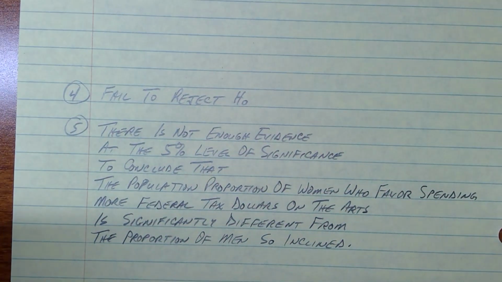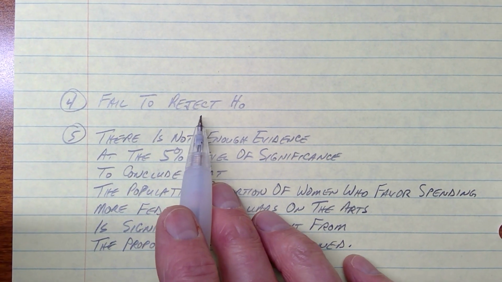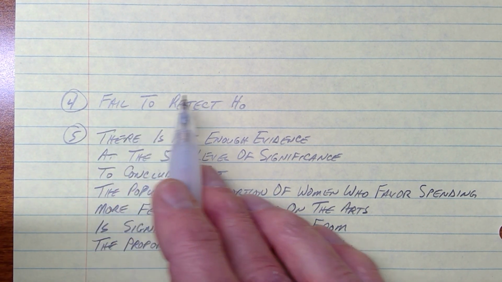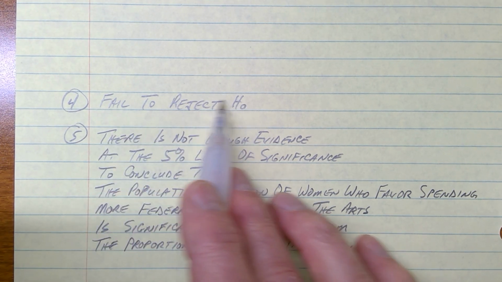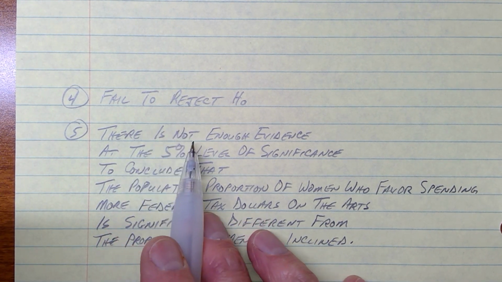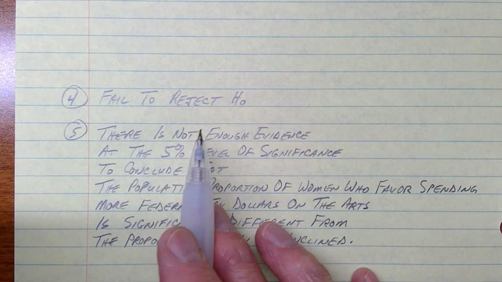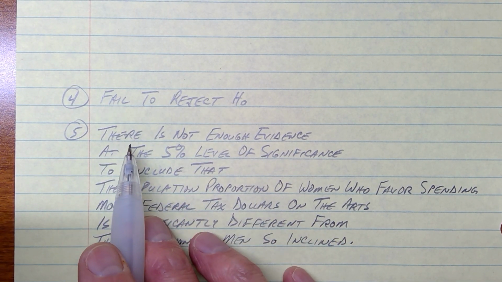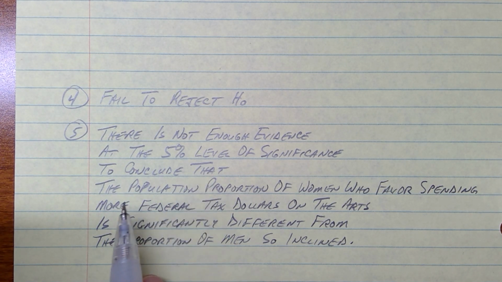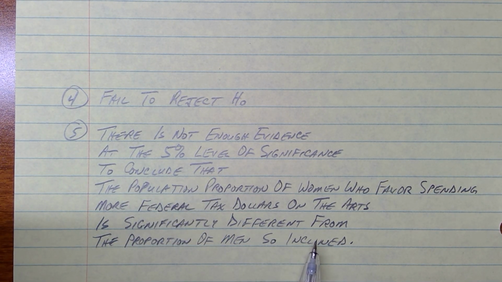Let's say it the hard way. The hard way of saying you accept it is, well, I tried to reject what you said and I failed, which means you accept the null hypothesis. But most people say it the hard way. All right, interpretation of your conclusion. Notice the only words that change are is or is not. I tried to reject and I failed. That means I did not have enough evidence at the 5% level of significance to conclude that, and the rest is just restating your challenge. Your challenge was that women are significantly different from men, with all the extra words that go with it.